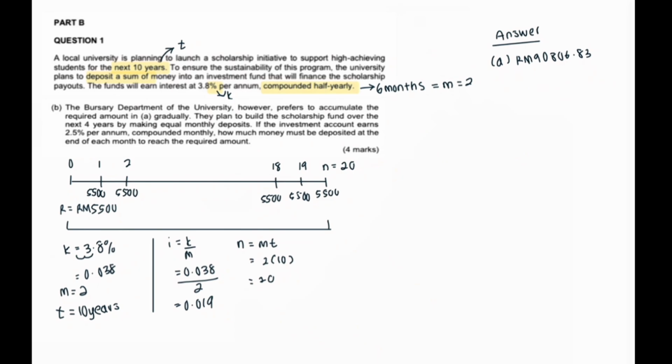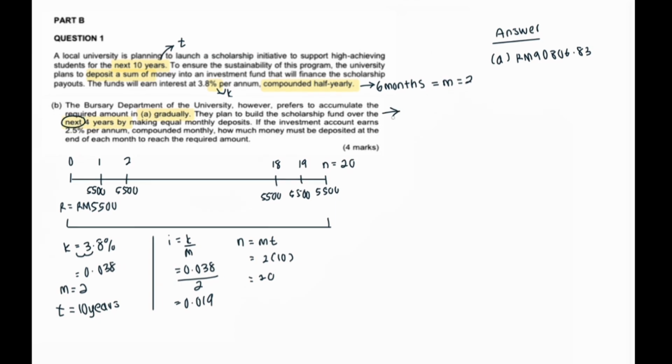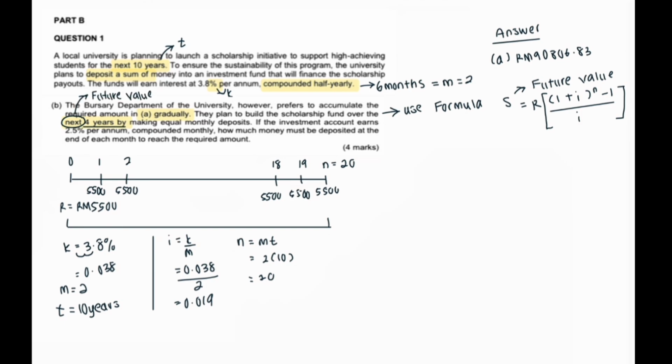The bursary department of the university, however, prefers to accumulate the required amount gradually. They plan to build the scholarship fund over the next 4 years, which is a next, so it means using the future value formula. The symbol of future value is S. 4 years is the T value. If the investment account earns 2.5% per annum, 2.5% is the K value. Compounded monthly means M equals 12.